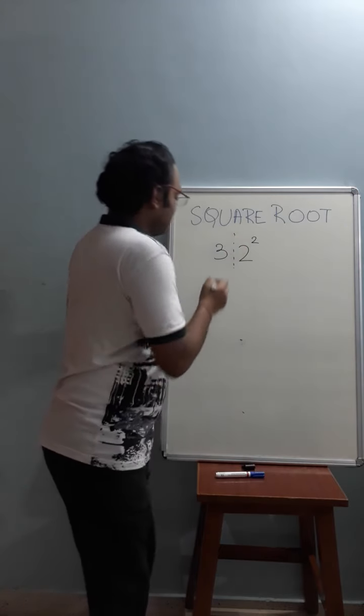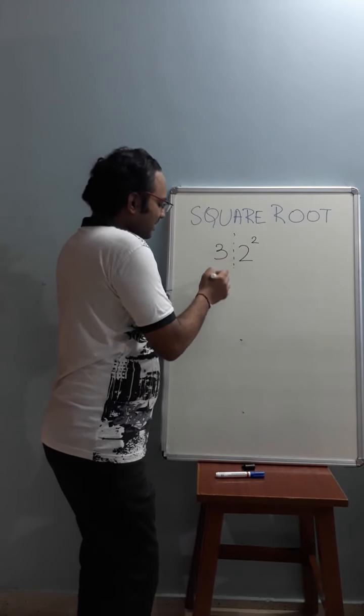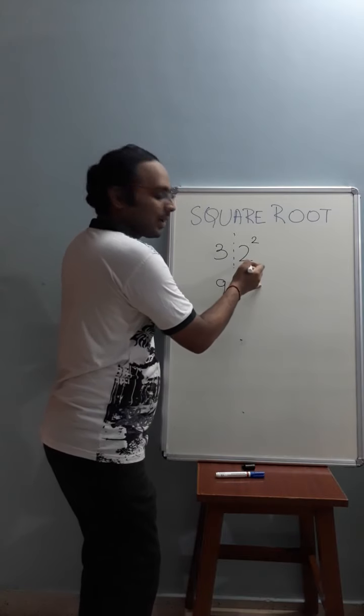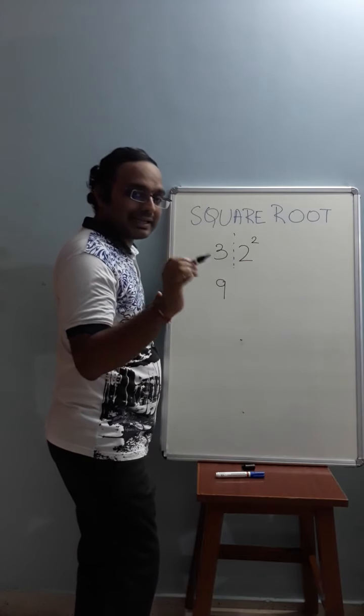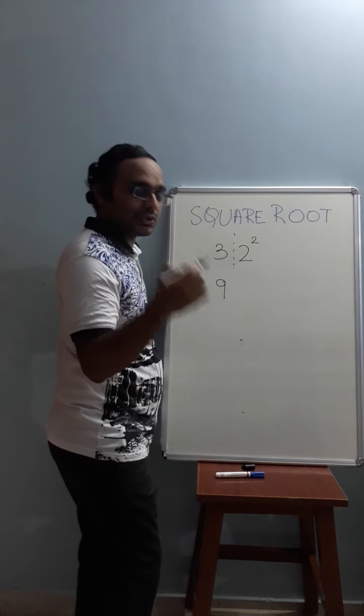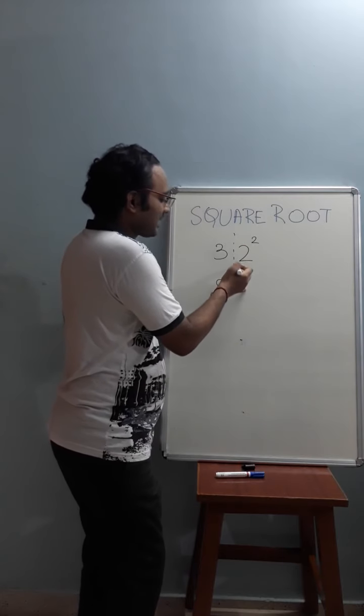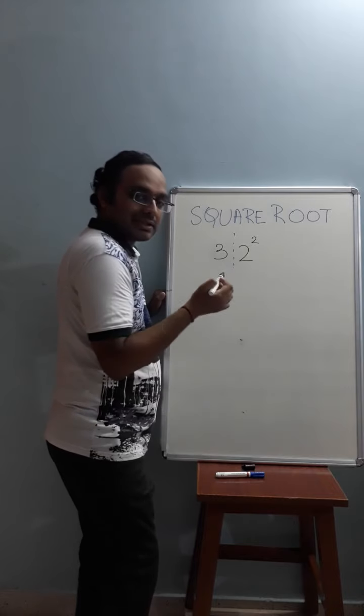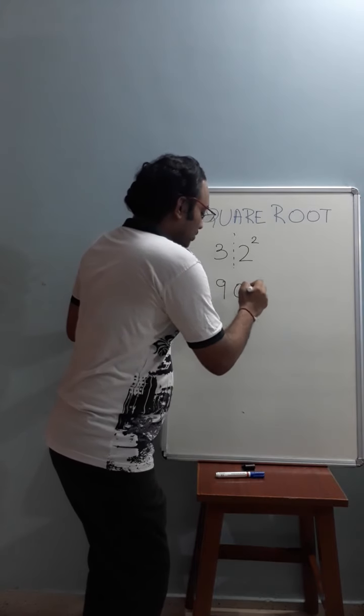Now, write the square of 3. 3 square is 9. 2 square is 4. But write it in 2-digit format. How do you know it is 2-digit format? We have written the slash after one digit from the right hand side. 1 into 2 is 2. So write it in 2-digit format.